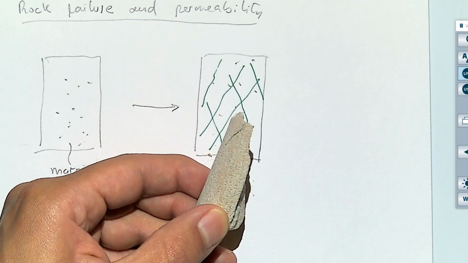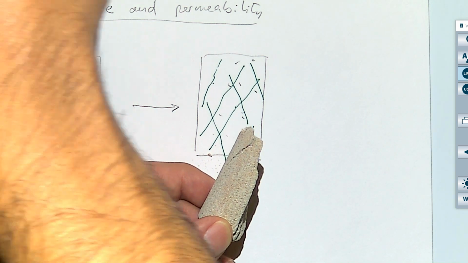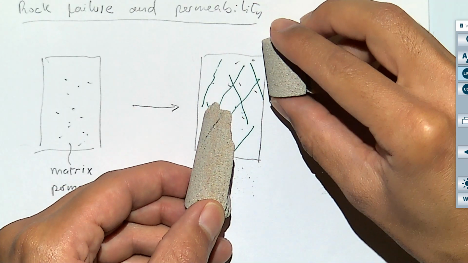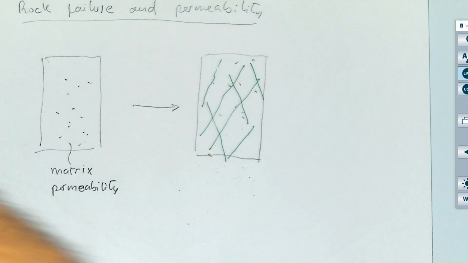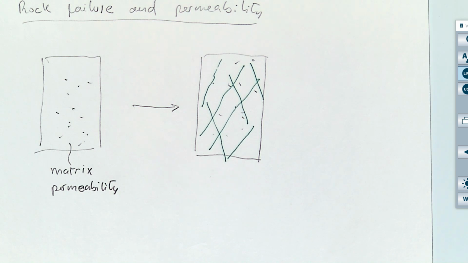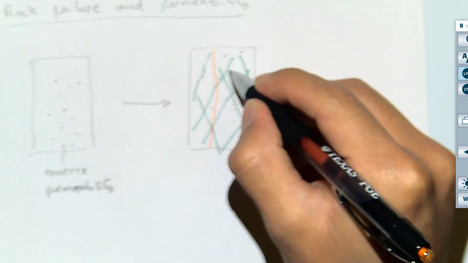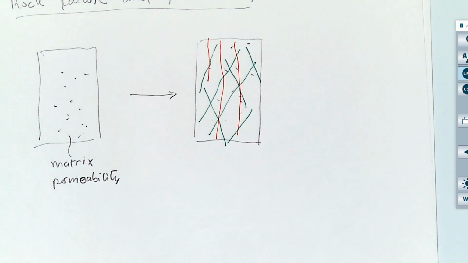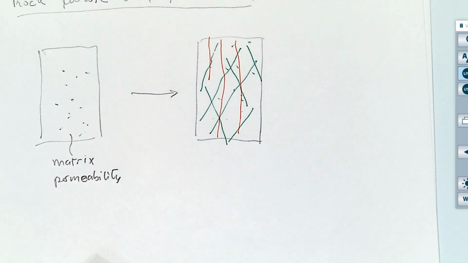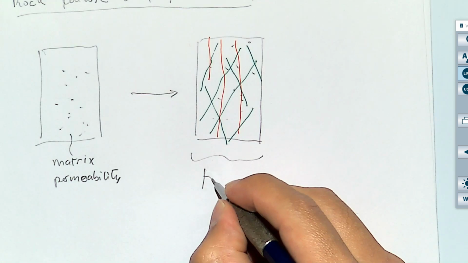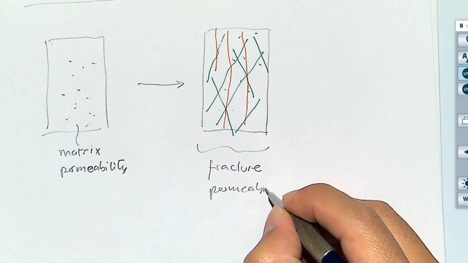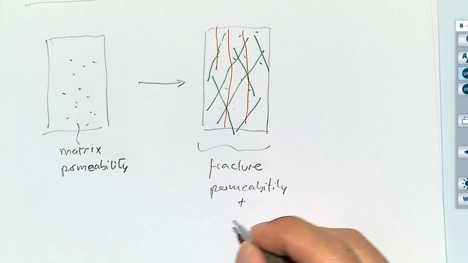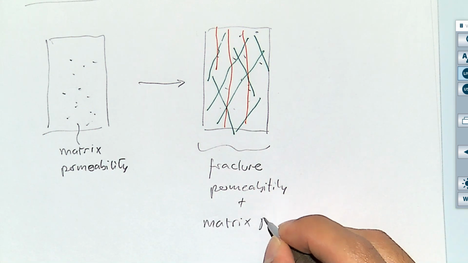And what we saw before is that we can also have failure in tension, which is another type of fracture. But either by shear or by tensile failure, we can alter the permeability of a medium. And then we have one more component, which is fracture permeability plus matrix permeability.